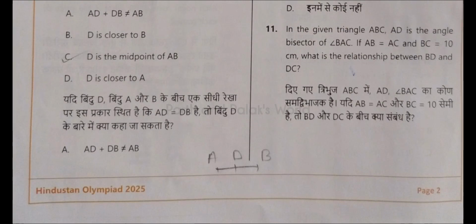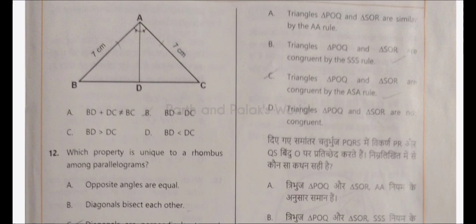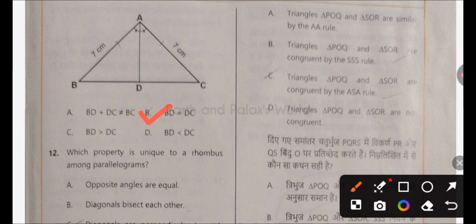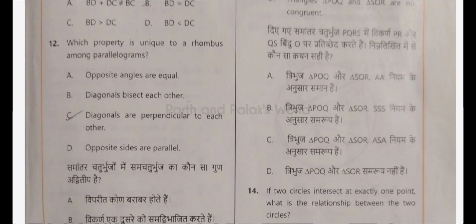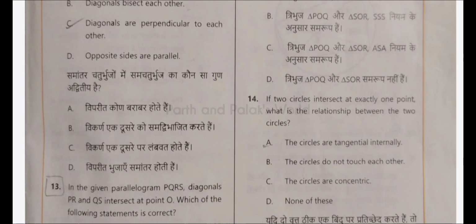Question number 11. In the given triangle ABC, AD is the angle bisector of angle BAC. If AB equals AC and BC equals 10 cm, what is the relationship between BD and DC? So the answer of this question, according to the figure, would be option number B, BD equals DC. Moving on to question number 12. Which property is unique to a rhombus among parallelograms? So the answer would be option C, diagonals are perpendicular to each other in a rhombus.